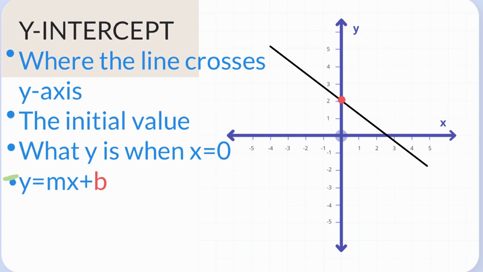B is sometimes referred to as a constant. A constant is a number that is just plain old number. There's no variable attached to it. It's not changing. That's why it's constant. It is the numerical value it is. So in this case, b equals 2 because that's where it crosses the y-axis. And so it is going to remain a constant 2. The y-intercept is not going to change in this situation. It always crosses at one exact location, and it's 2.